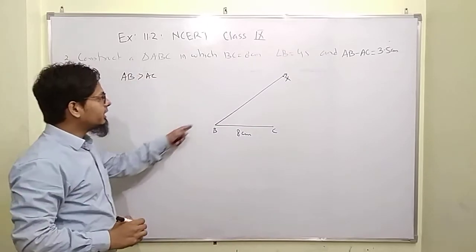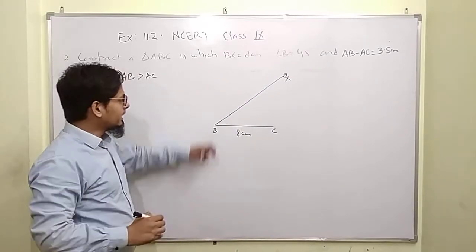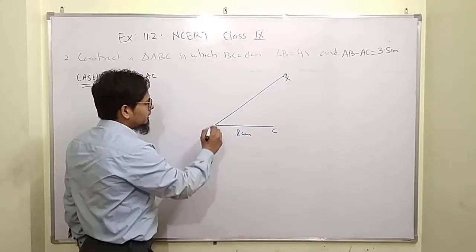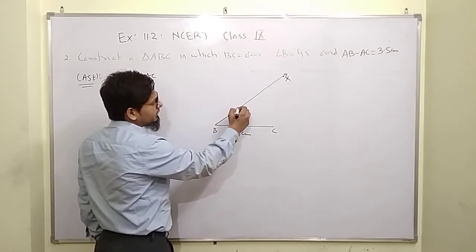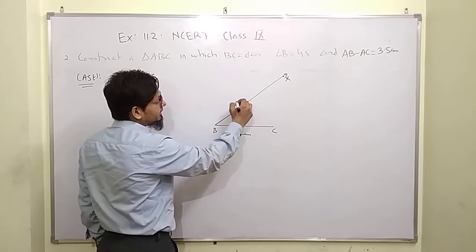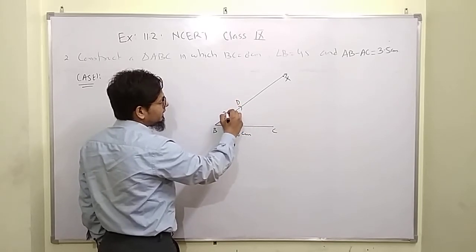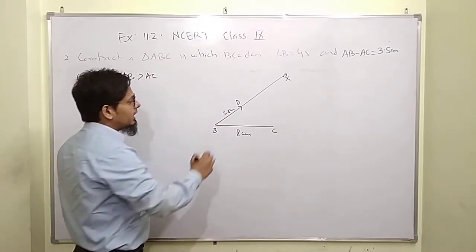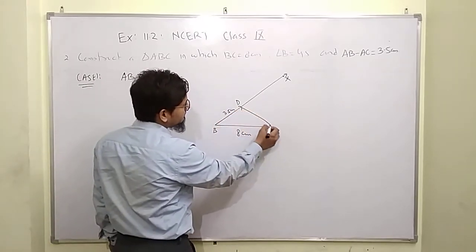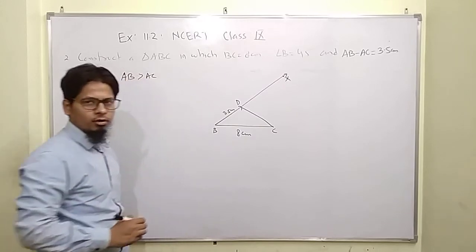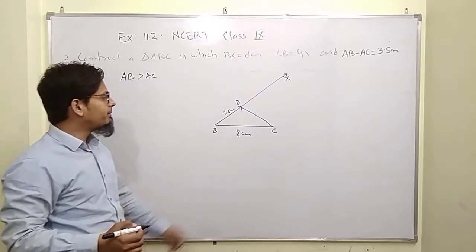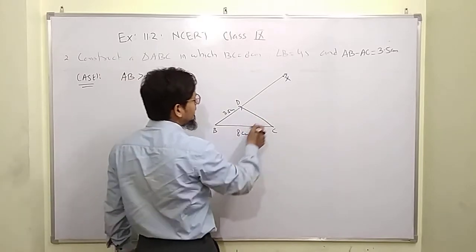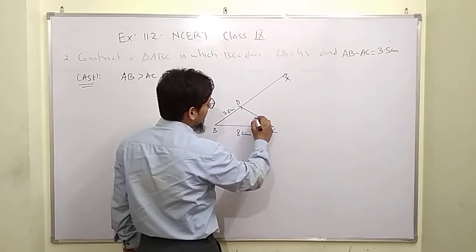On the ray BX, cut an arc equal to 3.5 centimeter. So from here, take one arc, let this point be D, and that is equal to 3.5 centimeter. Right. Now I join C and D. CD join, and after this draw a perpendicular bisector on side CD.